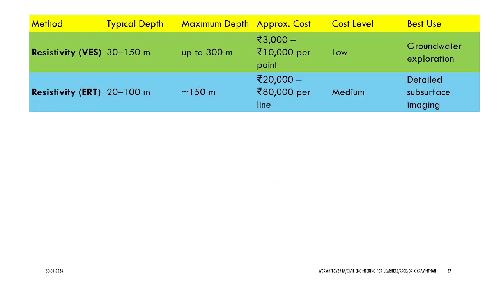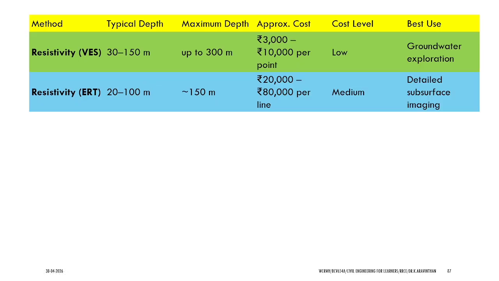Here, sir, you have given different methods, direct methods and indirect methods. Which method shall I use? Which is most effective? When you are going for electrical resistivity method, this is vertical electrical resistivity method. This can be used when you have a typical depth of 30 to 150 meters. Maximum depth you can go up to 300 meters. Cost is around 300 to 10,000 per point. Cost level is very low here. This is used for groundwater exploration.